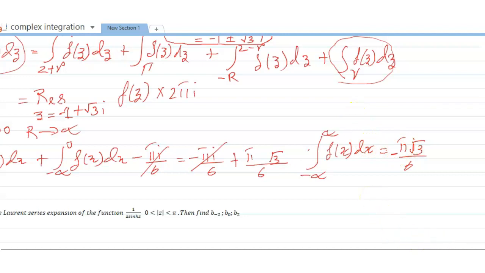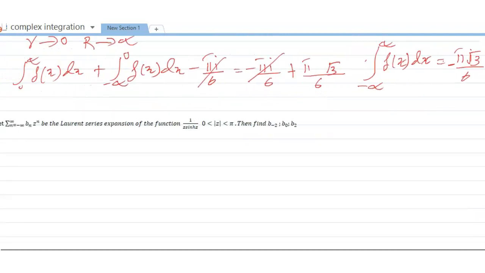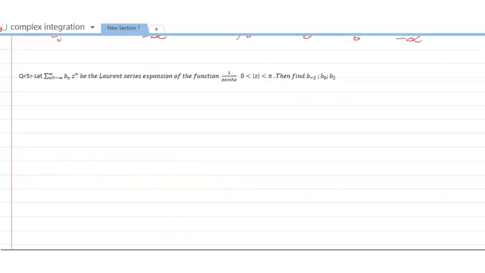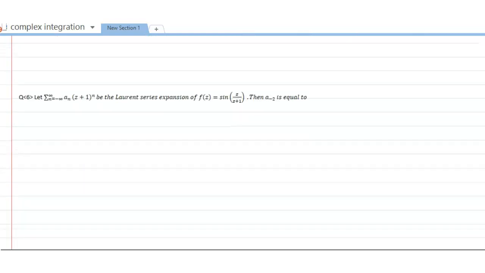Now friends, another question: the Laurent series expansion, summation over n from minus infinity to infinity of b_n z^n, of the function z by sinh z, valid for 0 less than mod of z less than pi. Then find b minus 2, b0 and b2. I have to find these out.